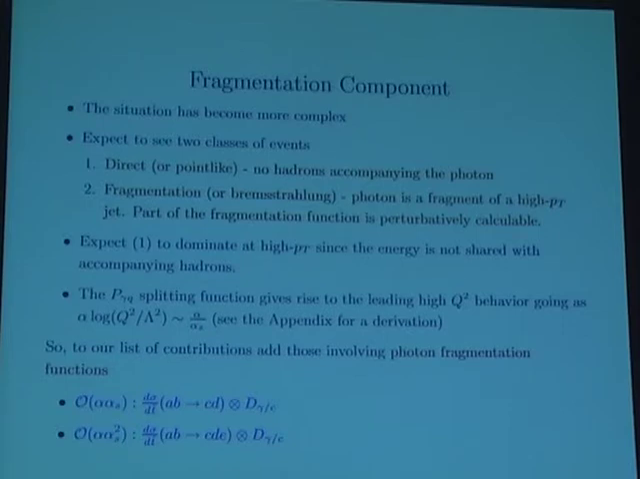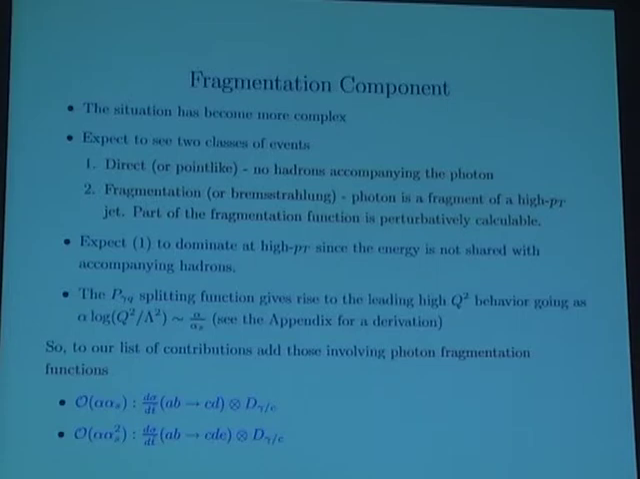Okay, so we put this fragmentation component in, and clearly the situation becomes more complicated. In lowest order, you expected to see a photon produced all by itself, in isolation, recoiling against a jet. But now we expect to see a fragmentation, or sometimes referred to as a bremsstrahlung component. And there, the photon is going to be a fragment of the jet. So there are going to be hadronic fragments accompanying the photon. It won't be as isolated as you might have thought had you only stopped at the lowest order diagrams. And of course, we'll still have some fraction of the events where you have no hadrons accompanying the photon.